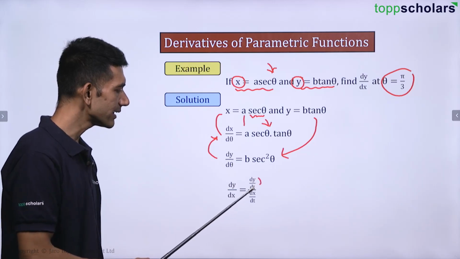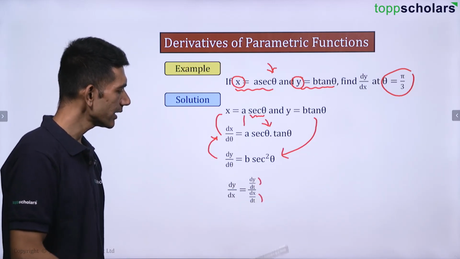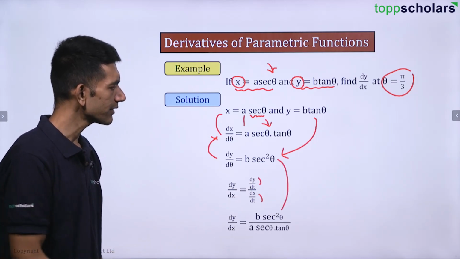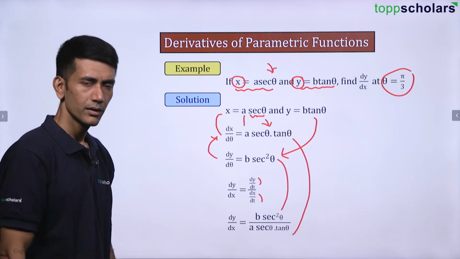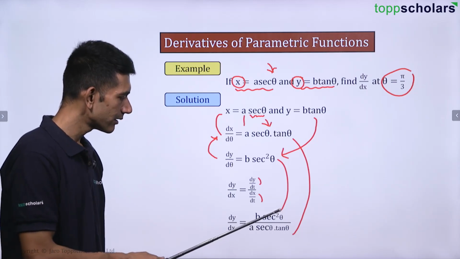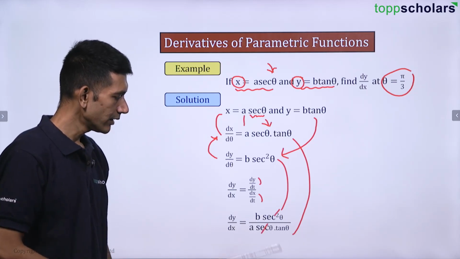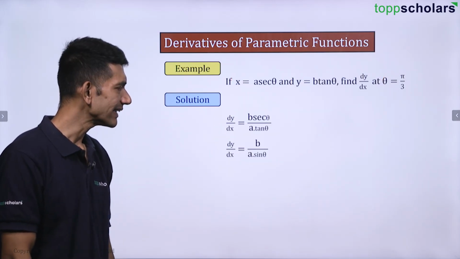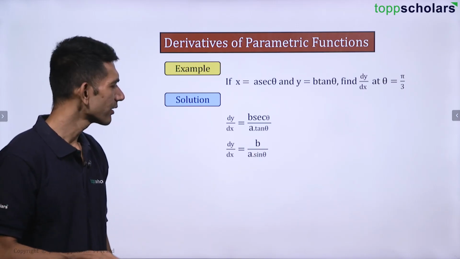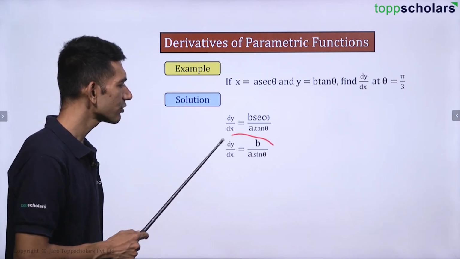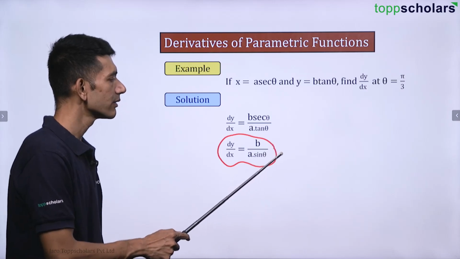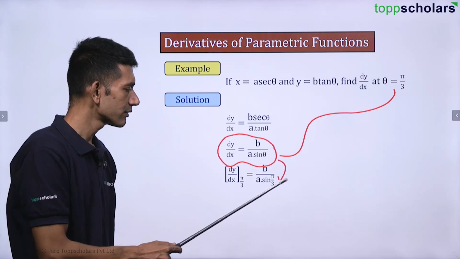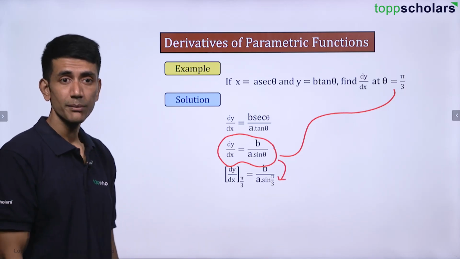dy by d theta. This is theta, not dt. Dx by d theta. So this becomes b sec square theta by a sec theta tan theta. So this will get cancelled. You get b sec theta by a tan theta. You can convert this in sine and cos. Obviously, cos will get cancelled, and this is what you will get. Once you get this, you have theta is pi by 3. Put theta is pi by 3. Sine 60 degrees is root 3 by 2.